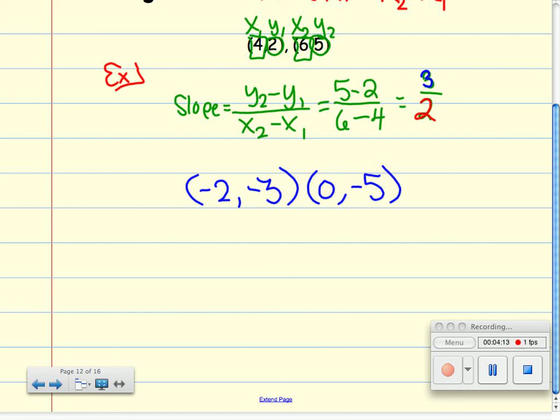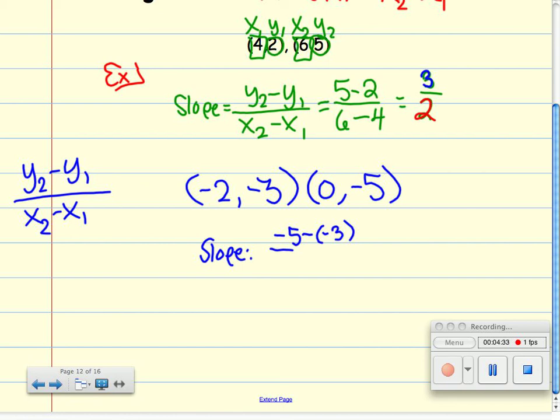Well, again, slope is a steepness. Slope is a change. What is a change? You take your second y, subtract your first, over your second x, subtract your first. So my slope is going to be -5 minus a -3, all over 0 minus a -2. This turns into -5 plus 3 over 0 plus 2, which is -2 over 2, which turns into a -1, and we leave it like that.